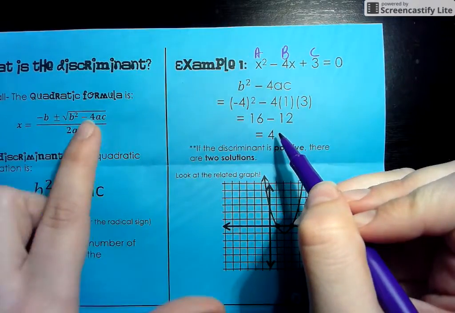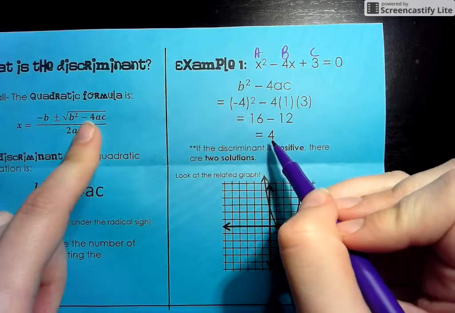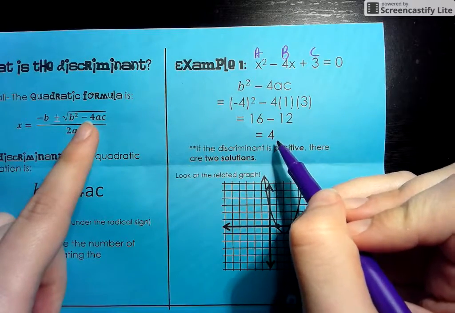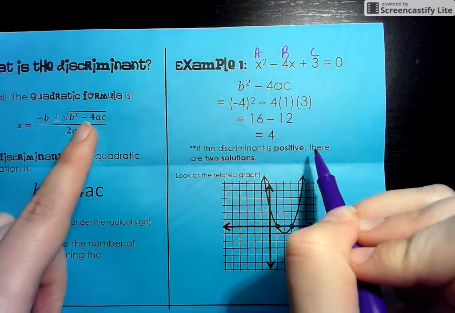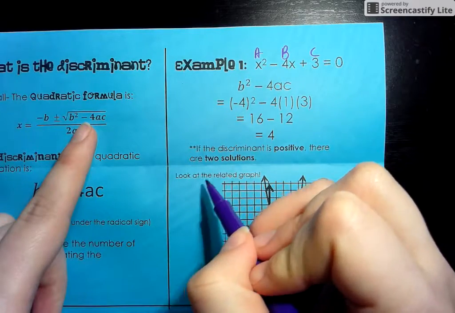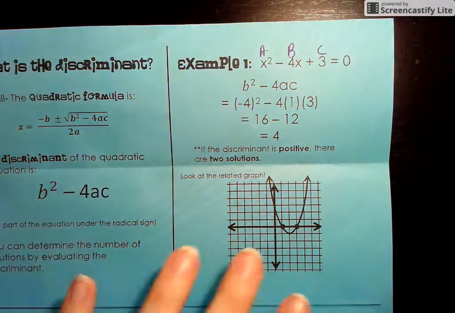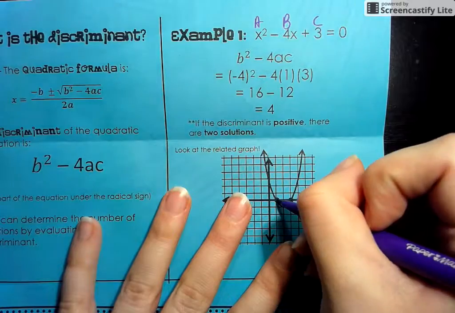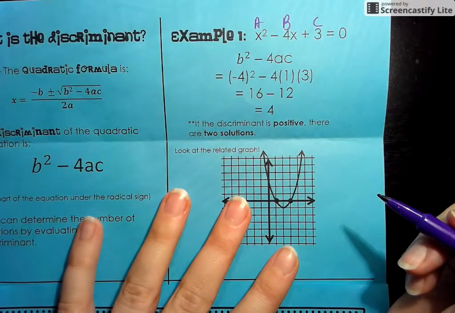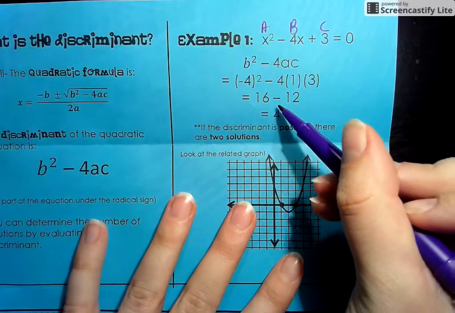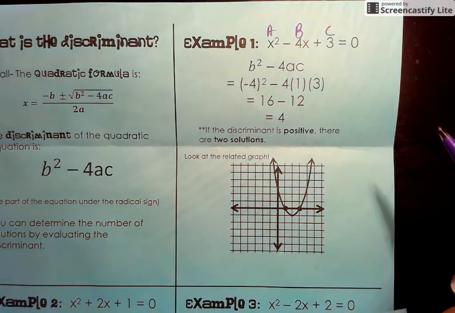If you think about it, the discriminant is located underneath the square root. So if I have the square root of 4, it's positive, therefore it's going to give me 2 solutions. If I were to actually graph this, you can see that it's going to cross the x-axis twice. This is how I would determine that I would have 2 solutions.